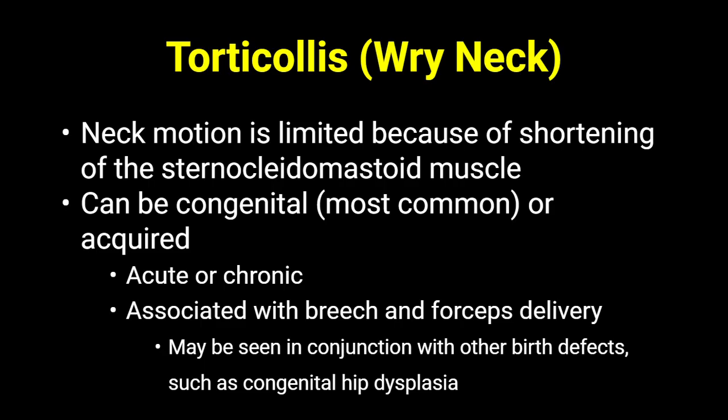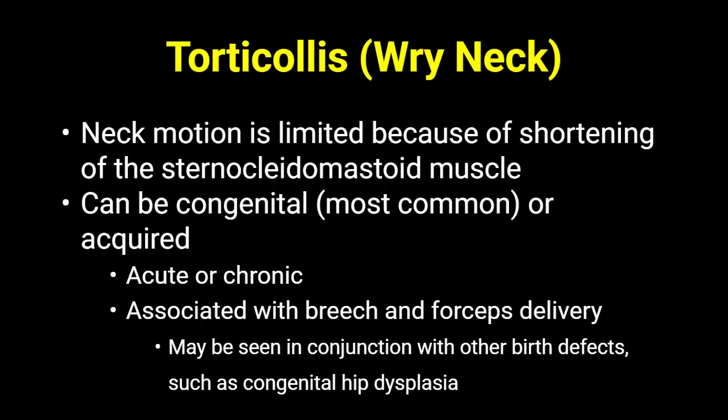Because both conditions may result from abnormal fetal positioning, any infant diagnosed with congenital torticollis should also be carefully evaluated for hip dysplasia. As nurses, this reminds us that when one congenital musculoskeletal abnormality is present, we should always assess for others that commonly occur together. The slide also mentions that torticollis may be acute or chronic. Congenital torticollis is typically chronic until treated.